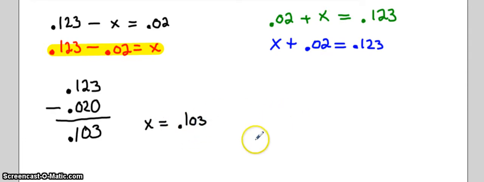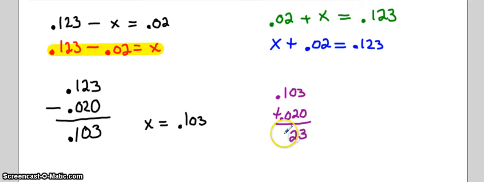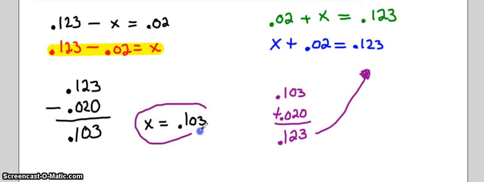Okay, and x is equal to 0.103, or 103 thousandths. If we plug in over here to check our work, which means if we add 103 thousandths plus 2 hundredths, if we add those two numbers together, we should get the opposite, which would be the addition part. It all checks out. Therefore, the value of x is 103 thousandths. And that is how we use a fact family.